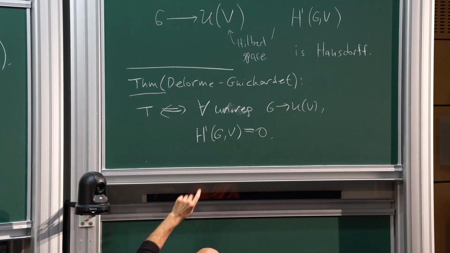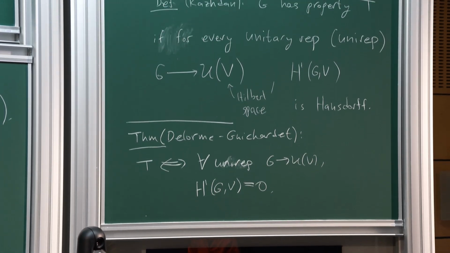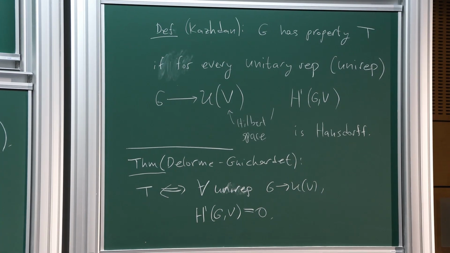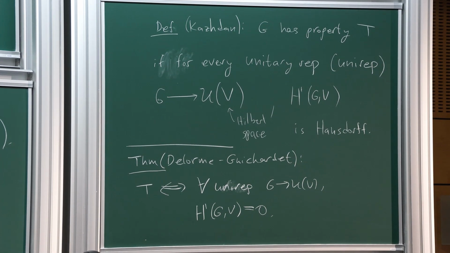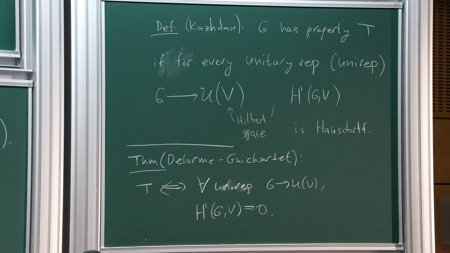So again, this equivalence is non-trivial, and somehow it breaks if I change the setup by a little. For example, if I consider not first cohomology but higher cohomology, or if I don't consider unitary representations but a more general class of representations. So this particular theorem completely breaks. And this is part of what I want to emphasize today.